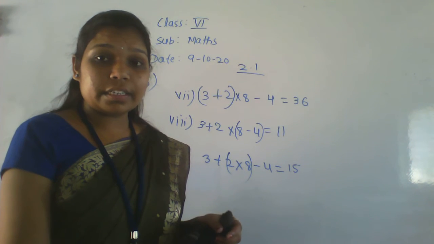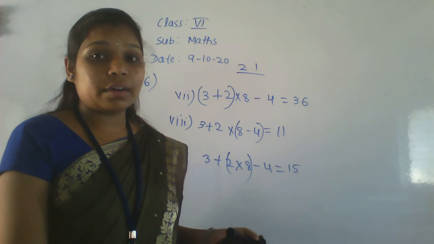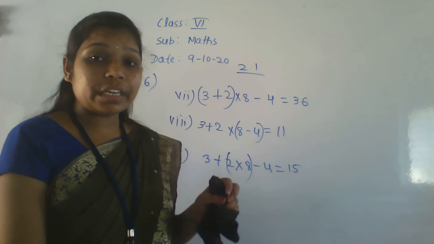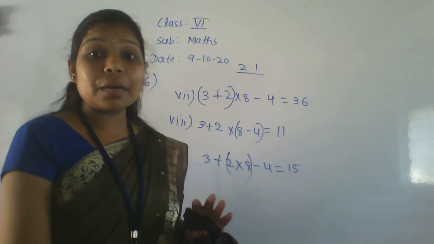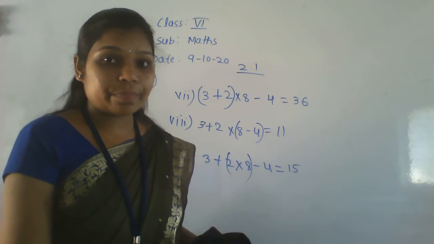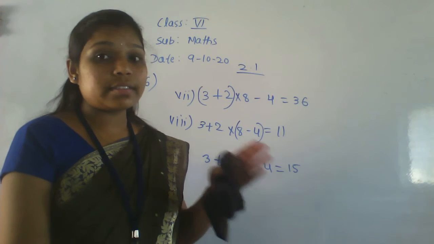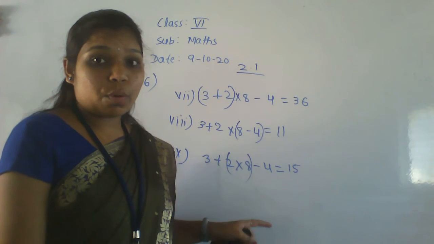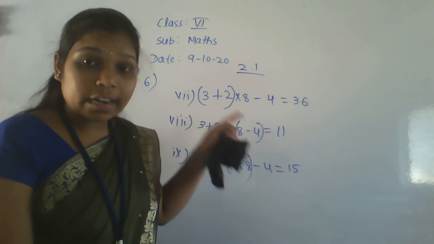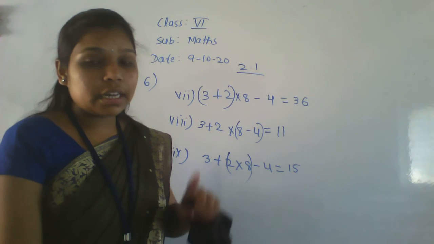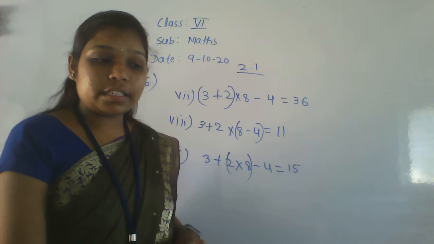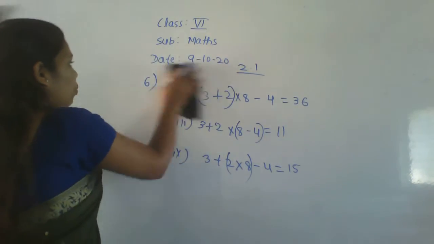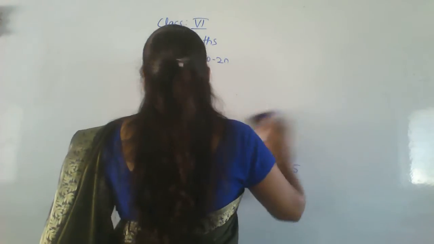Multiples may be in infinite terms, but factors are in finite terms. We can predict how many factors there are, but we can't predict how many multiples there are. I told the difference in the first class only, and I even wrote it on the board. Once again see that, then it will be easy to find the multiples as well as the factors here. Okay, so now we'll start with exercise number 2.2.